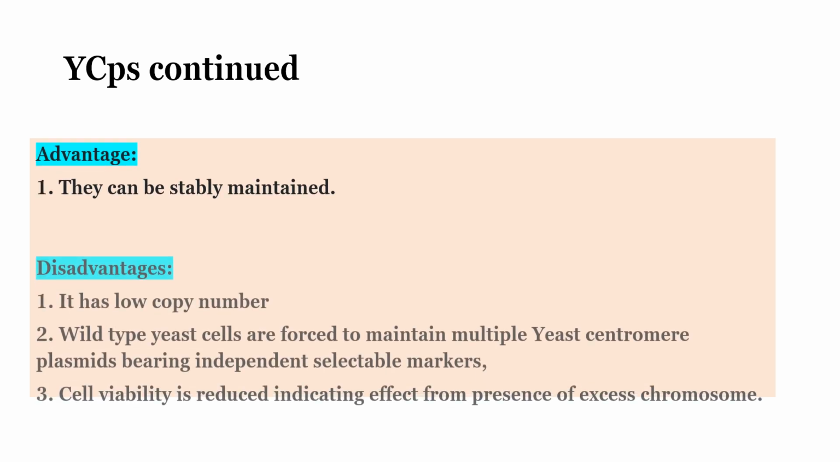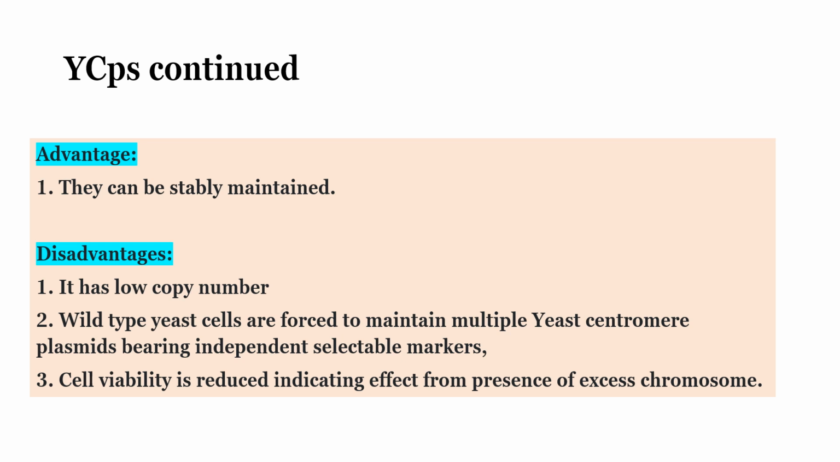Okay, now they have an advantage. What is the advantage? That these can be stably maintained. But they have several disadvantages. What are the disadvantages? Obvious disadvantage: it has a low copy number, and the viability is reduced. The cell viability, which cell? The cell which harbors this plasmid. And why is the viability low? Because the yeast cells are forced to maintain multiple yeast centromere plasmids, okay, and bearing independent selectable markers. So for this reason, the overall viability of the yeast host containing yeast centromere plasmids is low.